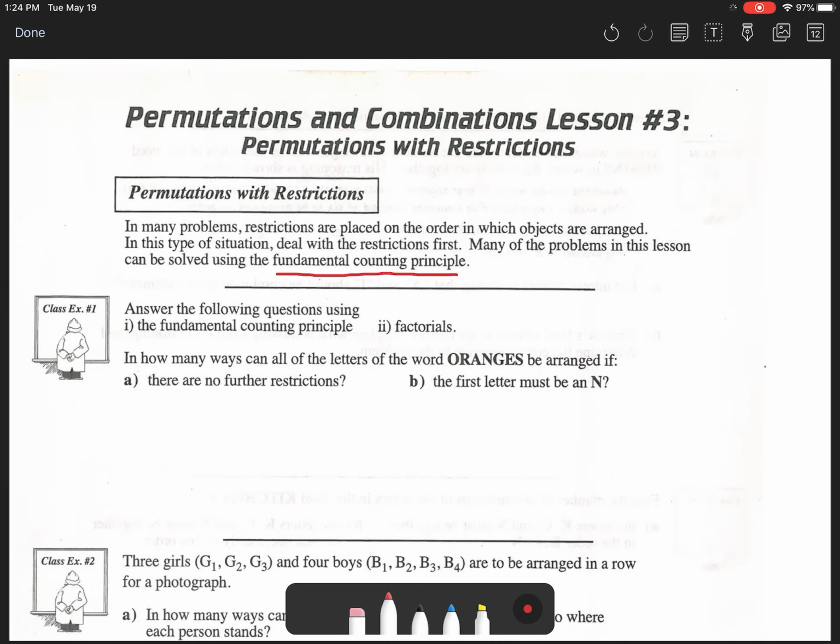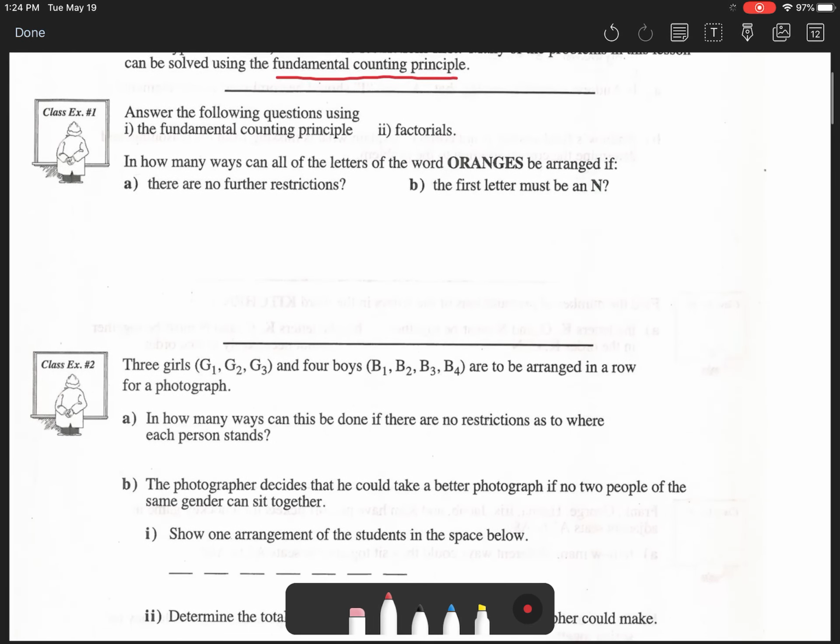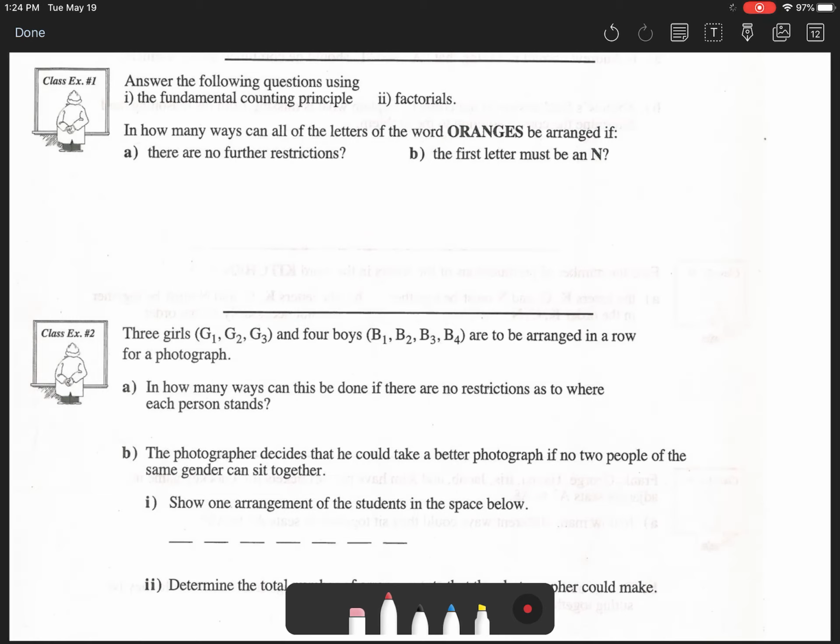Okay, so class example 1 here, we'll just get into questions, looks like this. Answer the following question using the fundamental counting principle and then factorials. Okay, so remember that's our exclamation mark in mathematical notation and symbols. In how many ways can all of the letters of the word oranges be arranged if A, there are no further restrictions, and then in B, the first letter has to be an N?